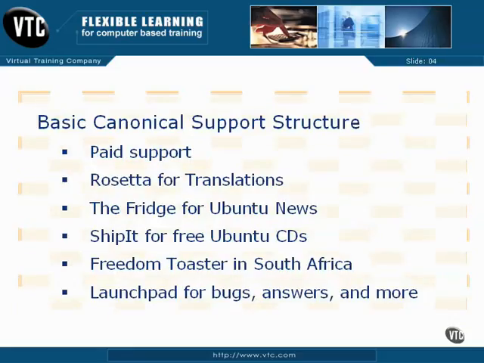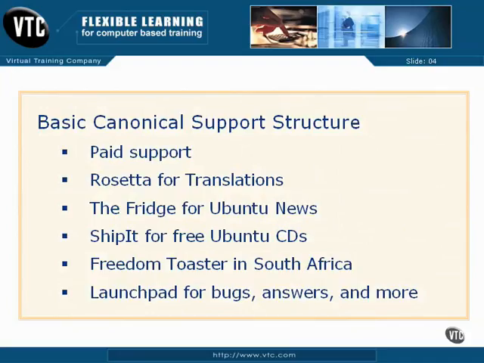You should remember the basic support structures built by Canonical for Ubuntu Linux. Yes, there's the paid support, but more importantly, the community options include Rosetta for translations, the Fridge for the latest Ubuntu news, ShipIt, which allows registered users to get free Ubuntu CDs, the Freedom Toaster, the vending machine for Ubuntu CDs in South Africa, as well as the Launchpad system for bugs, answers, and more.